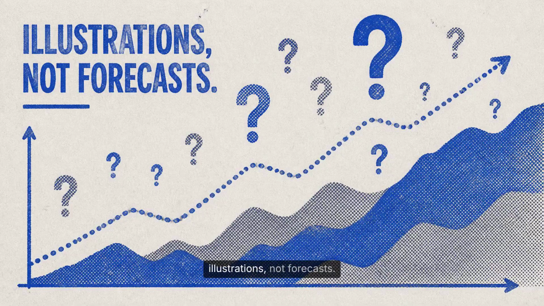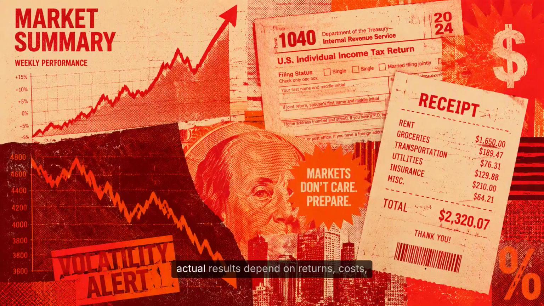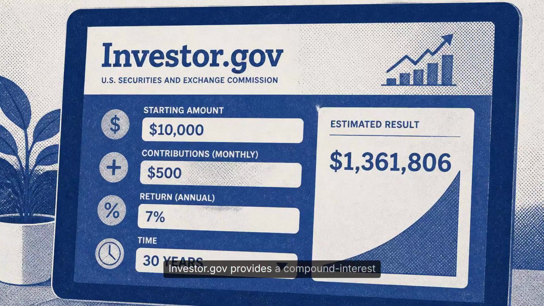Again, these figures are illustrations, not forecasts. Real investments rise and fall, and actual results depend on returns, costs, taxes, and when those returns occur. Investor.gov provides a compound interest calculator specifically to help people explore how variables such as starting amount, contributions, return, and time change the result.